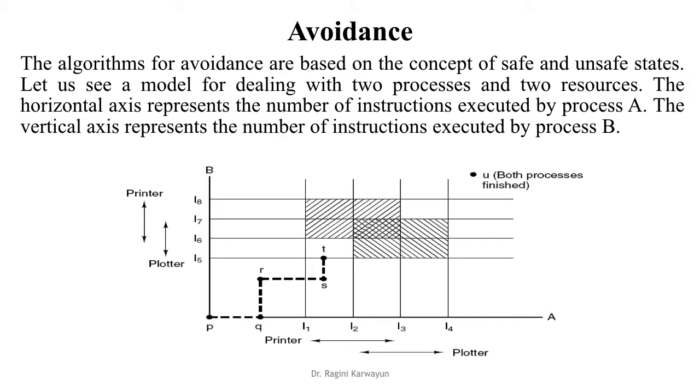If the operating system had decided at point T that it will not allocate plotter to B, because eventually B will be asking for printer and printer is already with A, so the system state will turn into a deadlock state or unsafe state. So if the operating system would have stopped or suspended B there and allocated plotter to A first so that A could finish its execution, and when printer and plotter were free, these two resources would be allocated to B. So the entire region below I5 along the horizontal axis and the region before I1 along the vertical axis is a safe state.